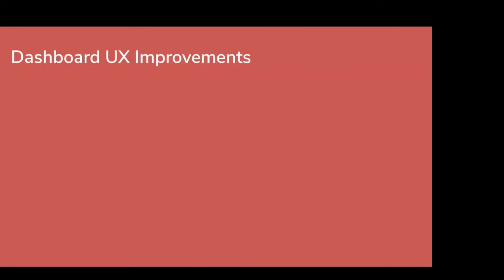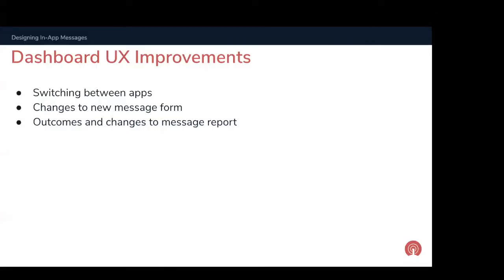So diving in, I want to give you a bit of a preview of some improvements that you're going to notice over the next couple of weeks. Whenever we release new features, we also have a parallel track where we try to improve our user experience based on the feedback that we get from users. That's talking to you guys, talking to our support team, our sales team, and observing our users through usability tests. So we're always looking to improve what's there already, as well as shipping new features. I'm going to share some of those things with you. We've got three things I want to share: switching between apps, changes to the new message form, and outcomes and changes to the message report.